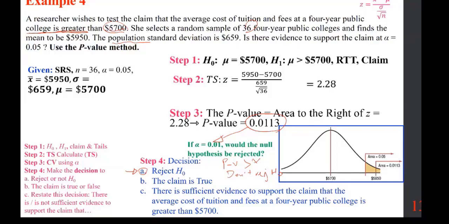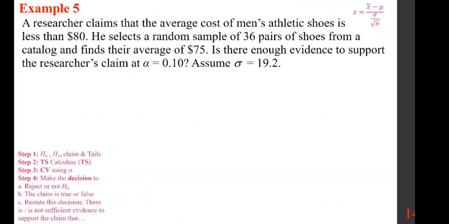So let's look at the next example. A researcher claims that the average cost of men's athletic shoes is less than $80. He selects a random sample of 36 pairs of shoes from a catalog and finds their average of $75. Is there enough evidence to support the researcher's claim at alpha 0.10? Assume sigma equals 19.2. So what do we have?